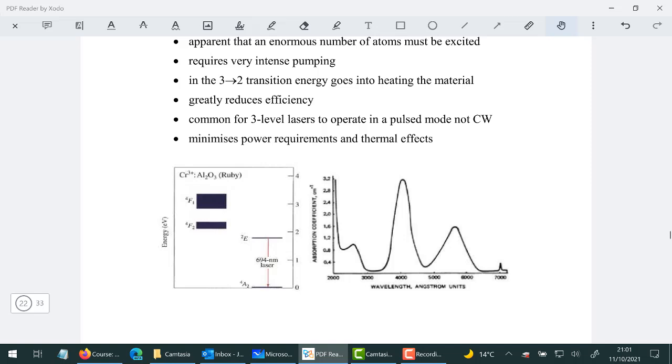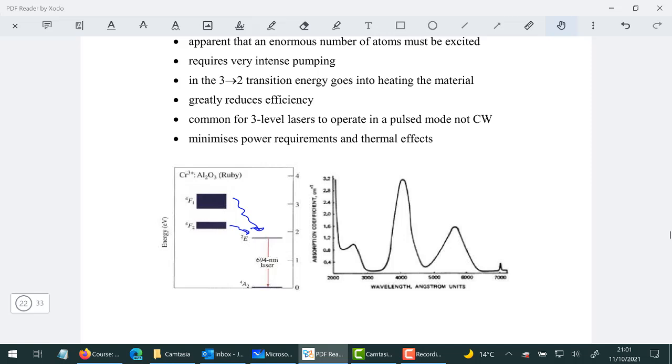It also means that we can't do it continuously, because if we do it continuously, all that non-radiative transition, in other words, the heat that's being generated as it goes from the pump band down into level 2, won't be dissipated, and the heat will build up in the material. The material changes in temperature will give you a change in physical dimensions, a change in refractive index. Basically, the laser won't work if there's too much heat accumulating inside the laser material.